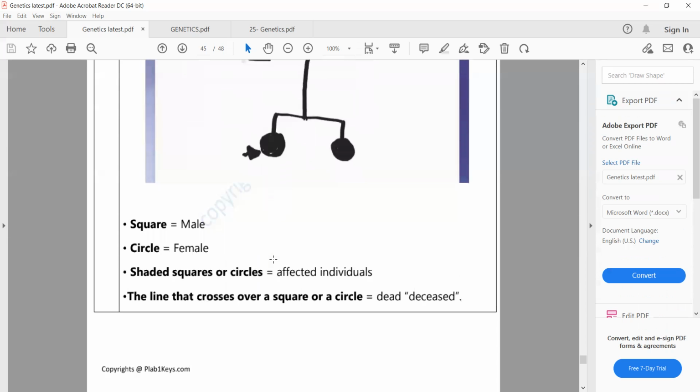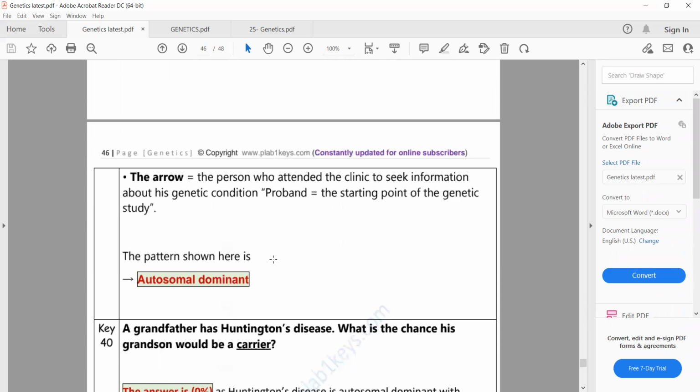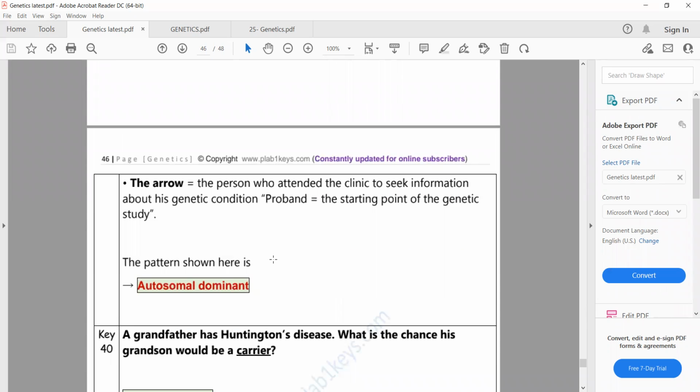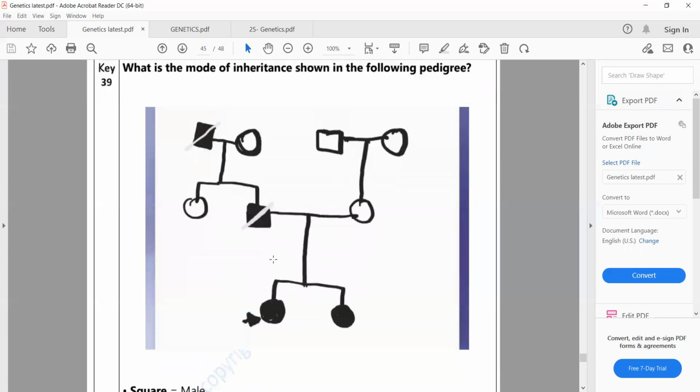So the pattern shown here is autosomal dominant. Again, it's a two-step process. First of all, you need to decide if it's an X-linked inheritance or an autosomal inheritance. If males and females both are affected, then you will say it's an autosomal inheritance. And if only males are affected, then you will say it's an X-linked inheritance.